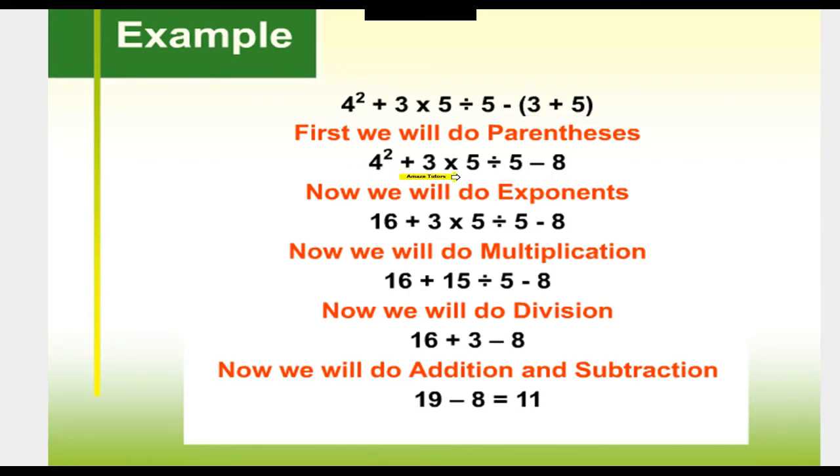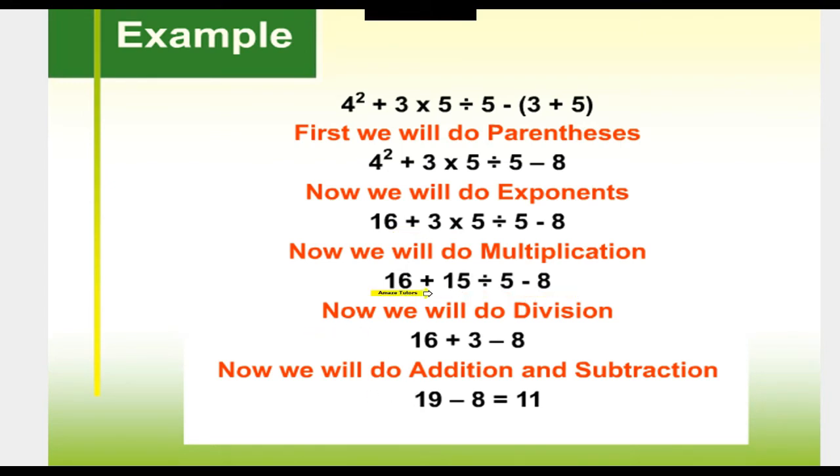Now plus, times, division, minus. So what do you have to do? You have to do exponents next, because PEMDAS, P-E. So exponents: 4 squared, 16. 16 plus 3 times 5 divided by 5 minus 8. Now what next? Now we will do multiplication, left to right. Multiplication comes before division, so let's finish multiplication next. 16 plus 3 times 5 is 15, divided by 5 minus 8.